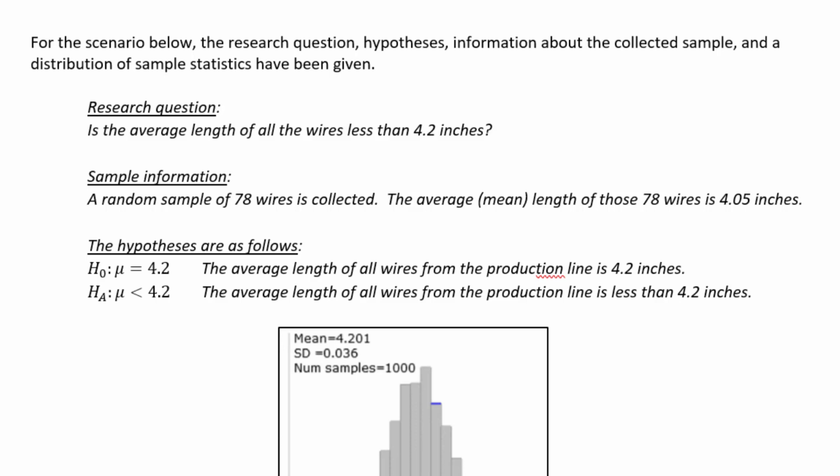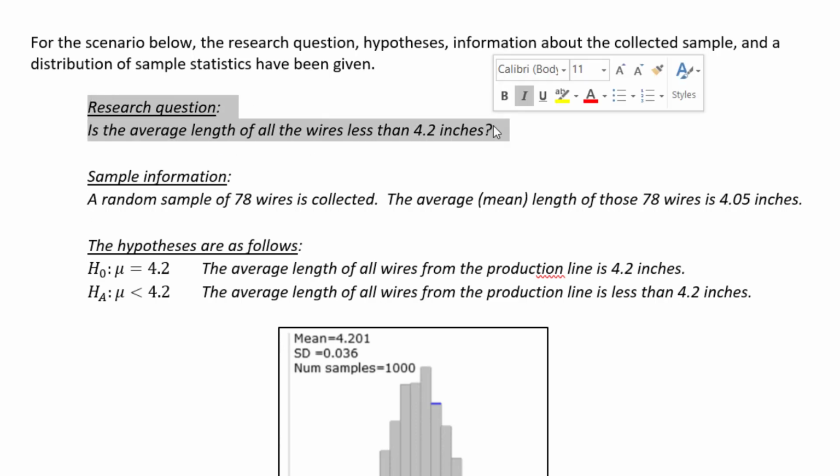For this scenario, we've been given the research question, the hypotheses, some information about our collected sample, as well as a distribution of sample statistics, and we're going to use all that information to answer some questions. So the research question is as follows. Is the average length of all the wires less than 4.2 inches?